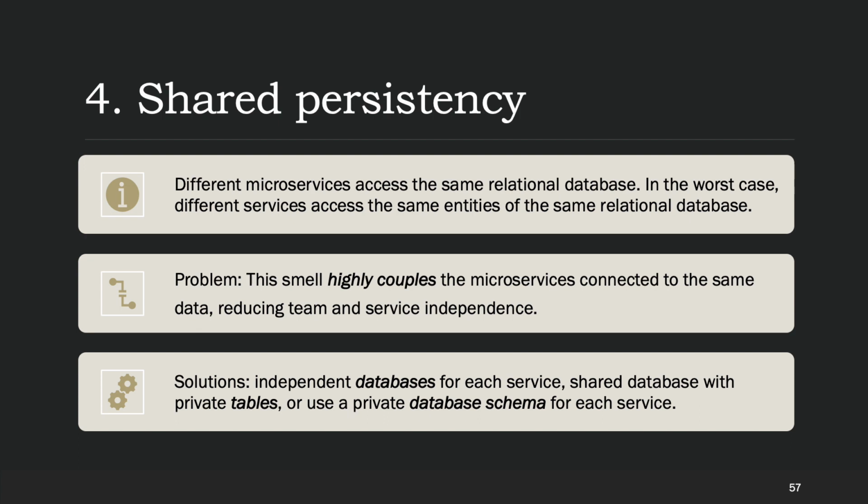There are three possible solutions to remedy this bad smell. The first is to use independent databases for each service. The second is to use a shared database with a set of private tables for each service that can be accessed by only that service. And finally, to use a private database schema altogether for each service. Of course, depending on the persistence needs of each service, one might choose one over the other.